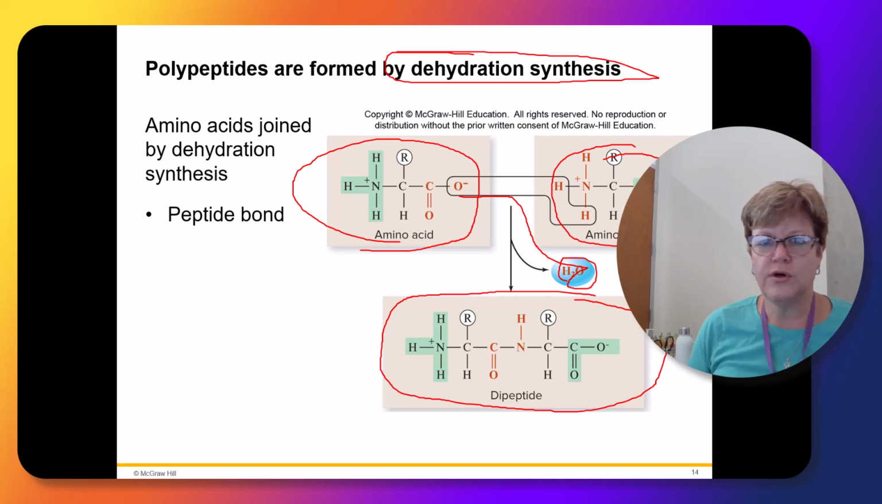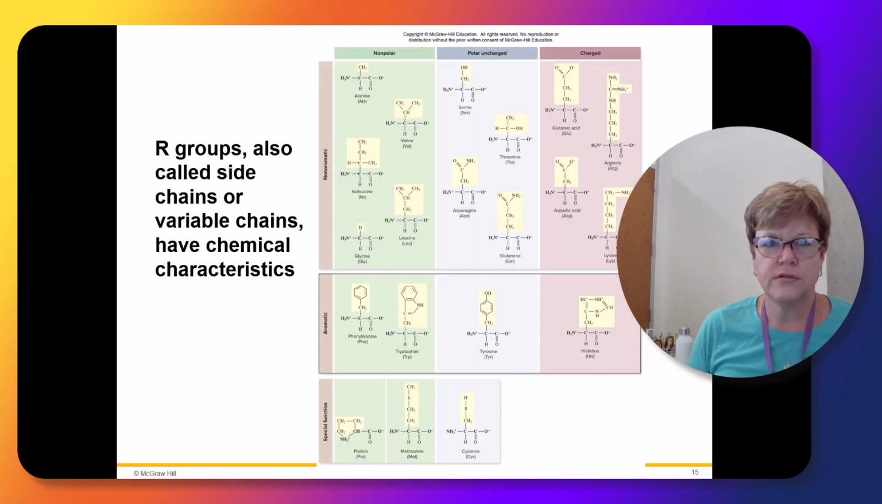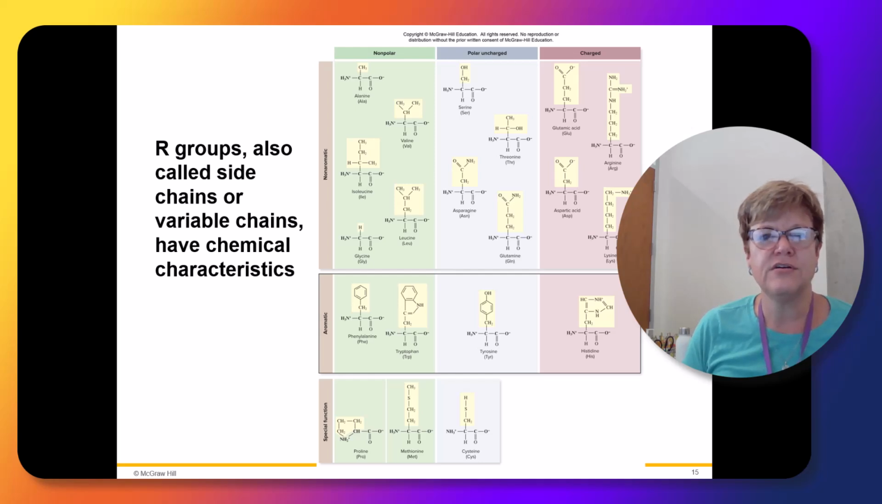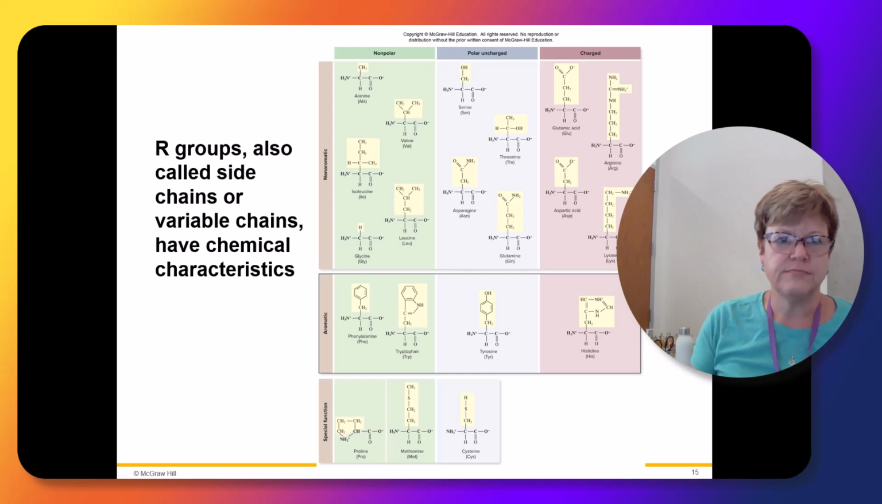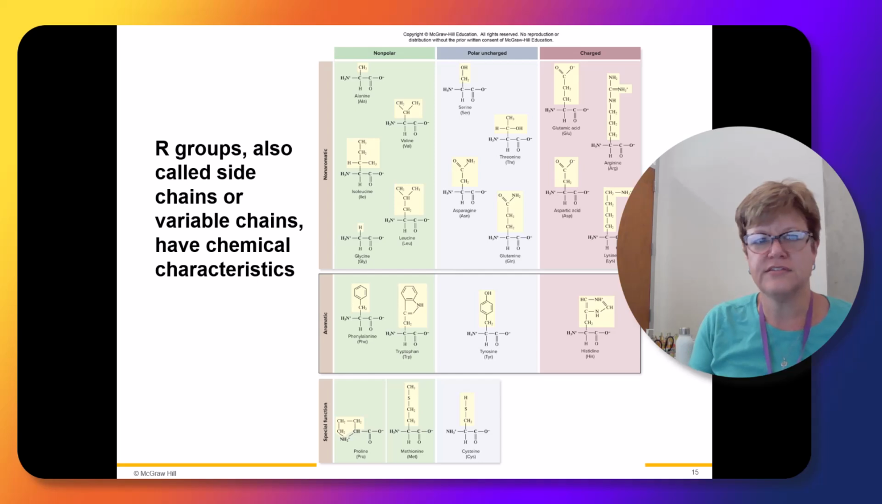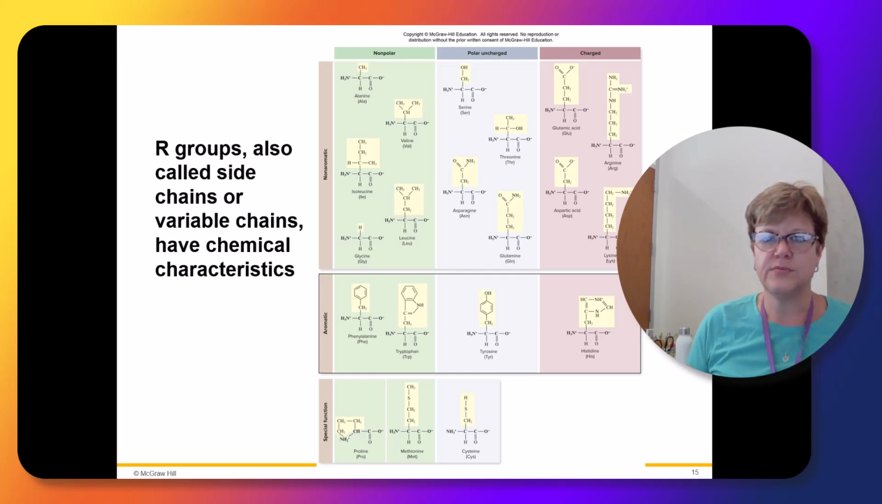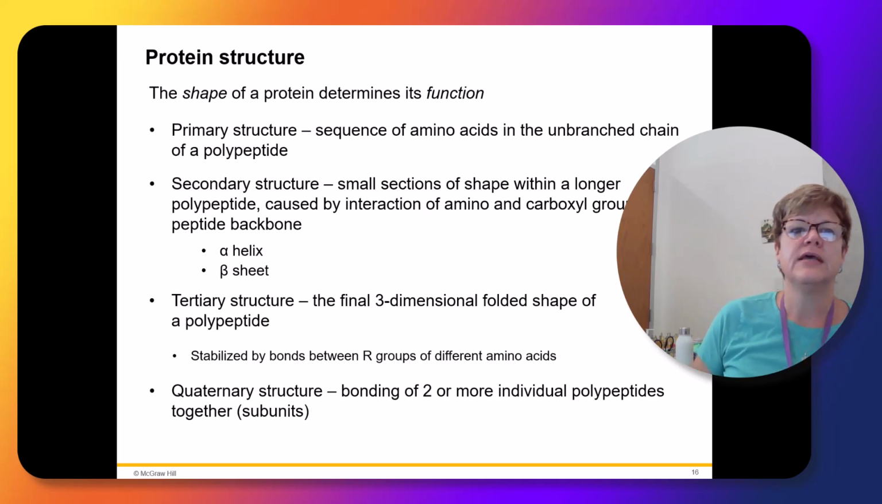So I'm going to show you what the R groups are. This is not from your textbook, but they're highlighted here in yellow. You do not need to memorize them. But these are the R groups, also called the side chains or the variable chains. Every amino acid has an amino group and a carboxyl group, but it also has one of these 20 R groups. So there's 20 different, slightly different monomers in the protein category.